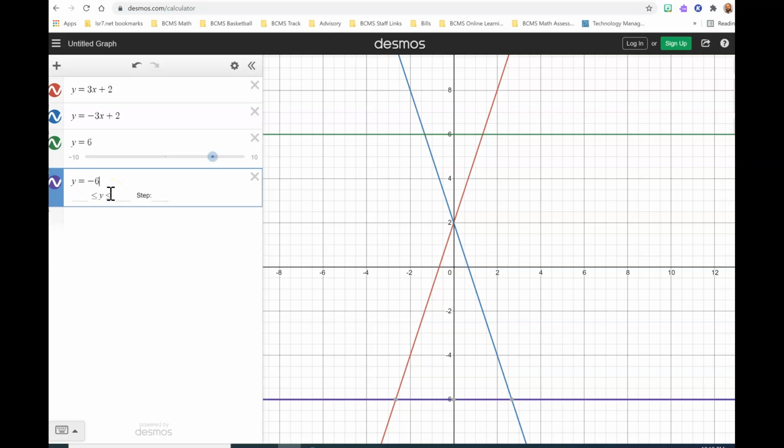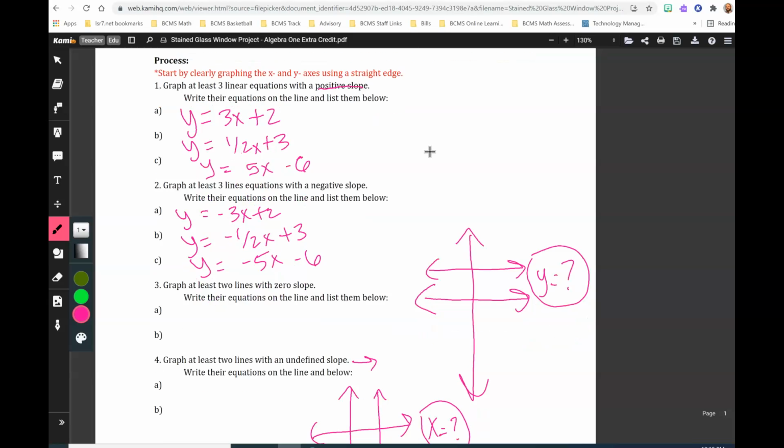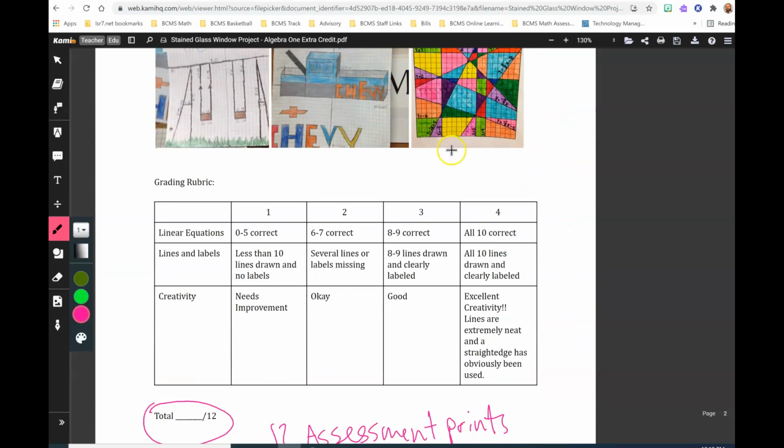So you can play around with this, use it to see how your designs can be created with your lines and those types of things, and that helps with the overall project itself as well. All right, so you can write out your work here, your equations on your page here, and then go back and graph them. Make sure you label them.